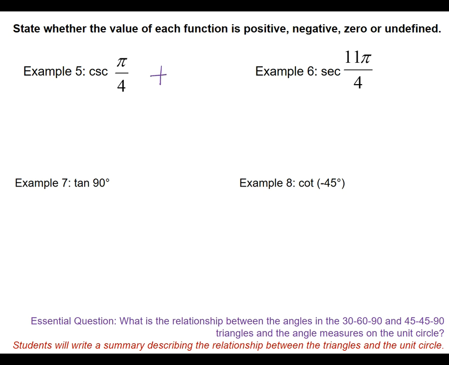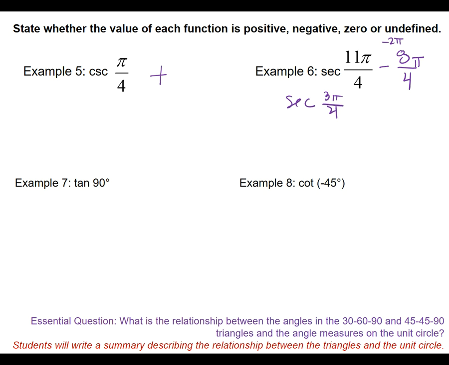Alright. 11 pi over 4. Is that on our unit circle? No. Okay? So I either have to add 2 pi or subtract 2 pi, but I want to be in pi over 4 world. So what would 2 pi look like in pi over 4 world? Good. So we've got the secant of what for them? 3 pi over 4. Perfect.